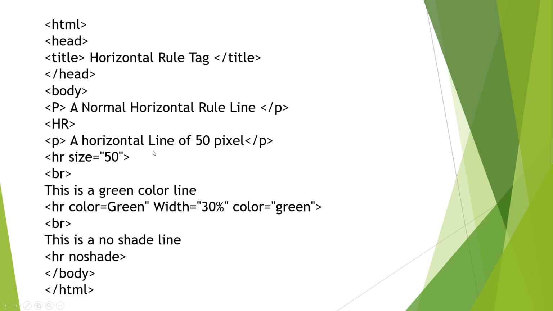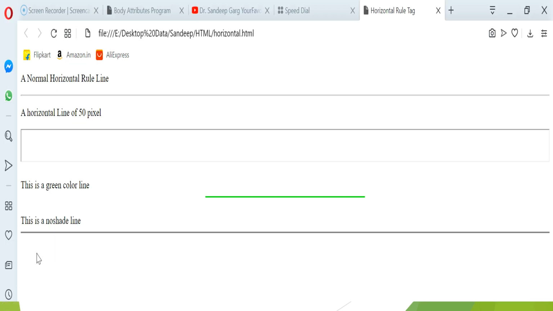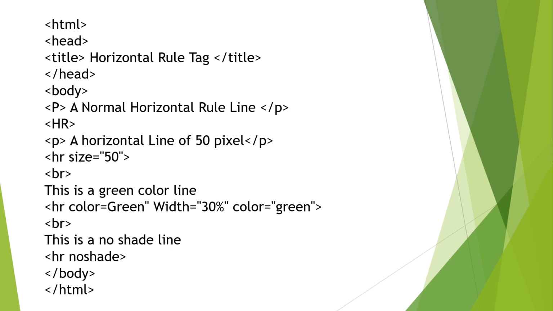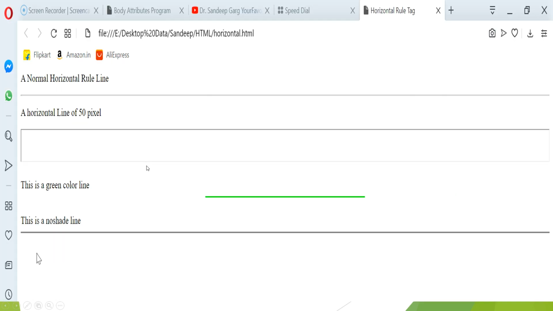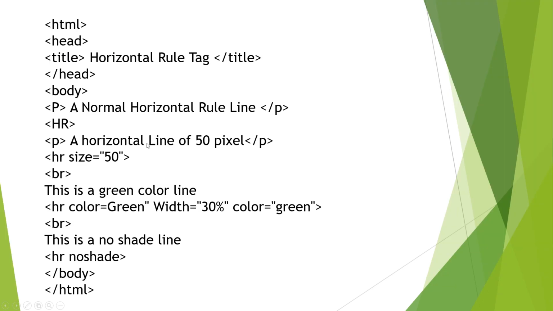Afterward, again in a paragraph I have written a horizontal rule line of 50 pixel. This message will be displayed. See now, this message has been displayed. Afterward, what have I done? I have given HR size equal to 50. It means it will make a horizontal line of size 50. This is the size 50 from starting to end. It is a 50 pixel size.